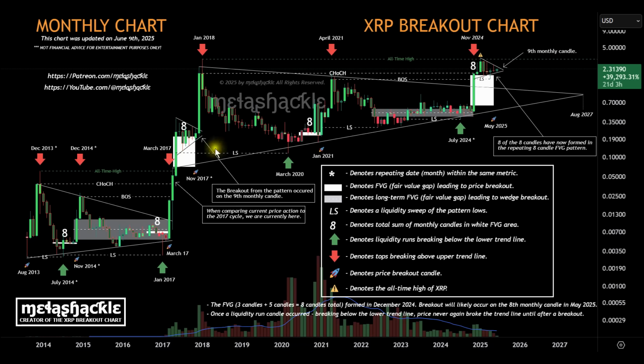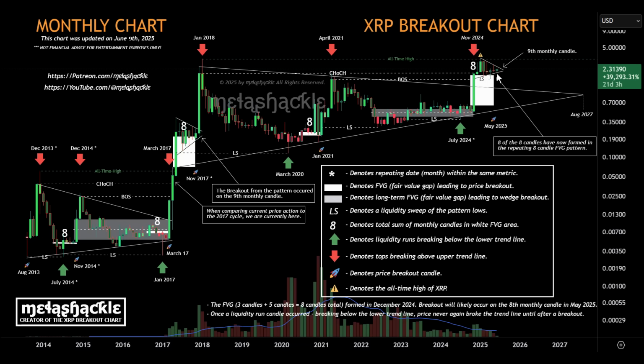So having the 2017 cycle form the 8 candle pattern breaking out on the 9th candle, right now we are seeing the exact same pattern. This candle right here, which is the 9th, represents the month we are currently in, being the month of June.